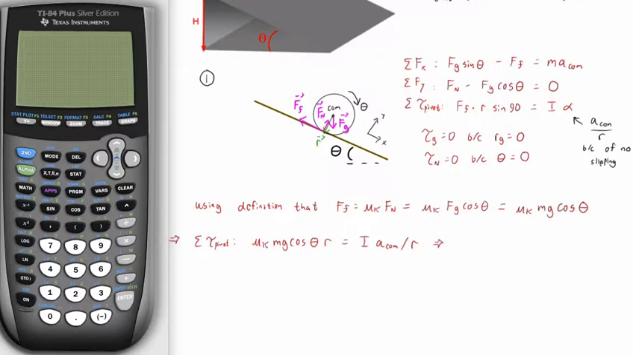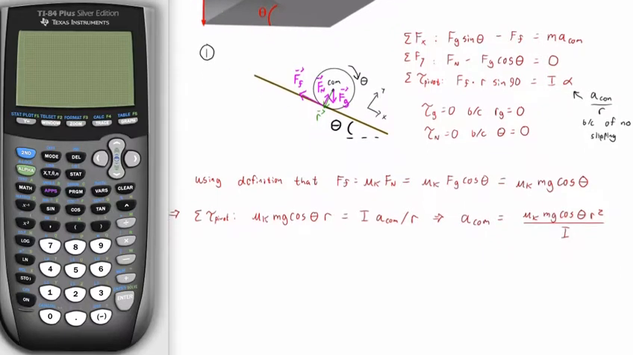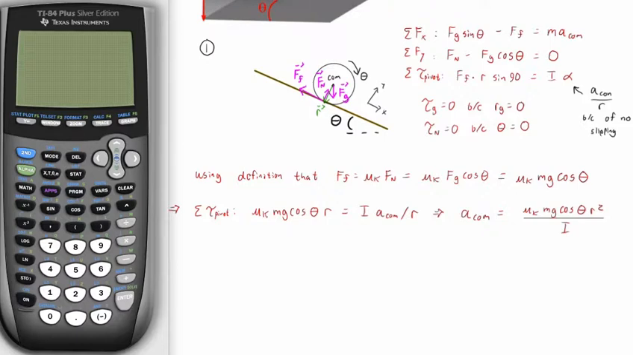So A com is going to equal mu k mg cosine theta r squared divided by I, because I just multiplied both sides by r and then divided both sides by I. Then I'm going to substitute that into our sum of forces.